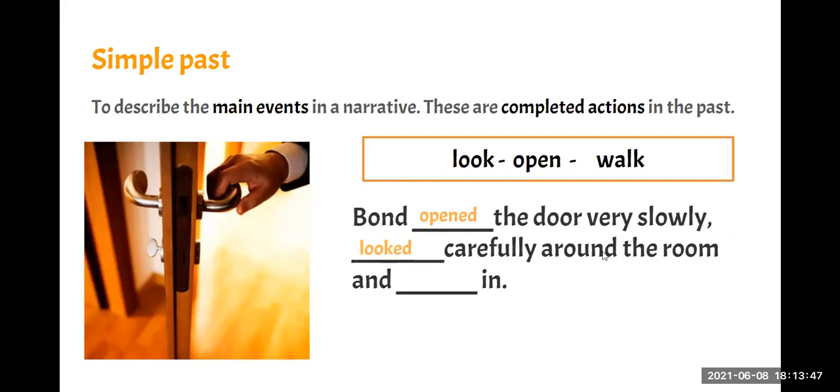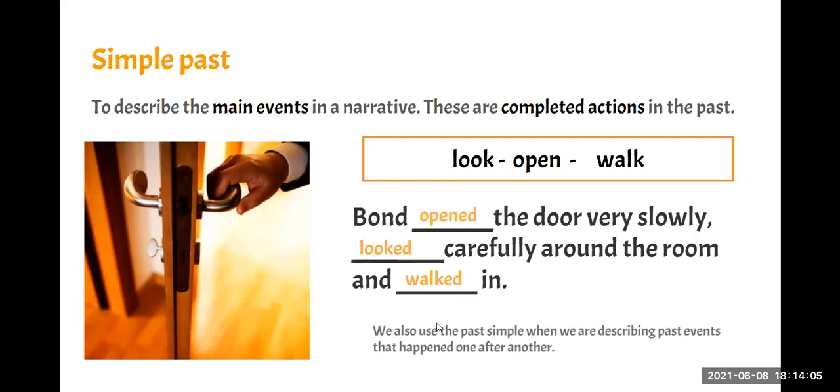Looked carefully around the room and walked in. Very good. So these are the verbs. As you can see, these are important events in the story, so that's why we use them with the simple past. We can also use the simple past when we are describing one action after another, okay? And we can use the simple past for all of them.